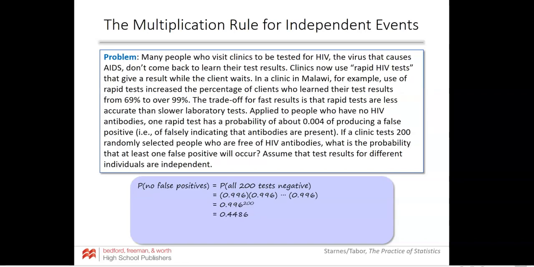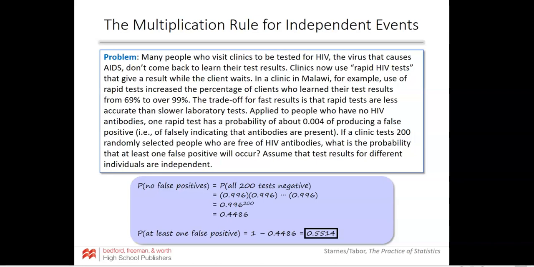So the chance of no false positives at all would be 44.86% for all 200 tests. So if there's 200 folks, there's most likely going to be a false positive. At least one false positive would be the complement of that event. If 44% of the time there's no false positives, then the other times there's going to be at least one. So you do the complement of that event. So 55% of the time, oh my goodness, you're getting at least one false positive.